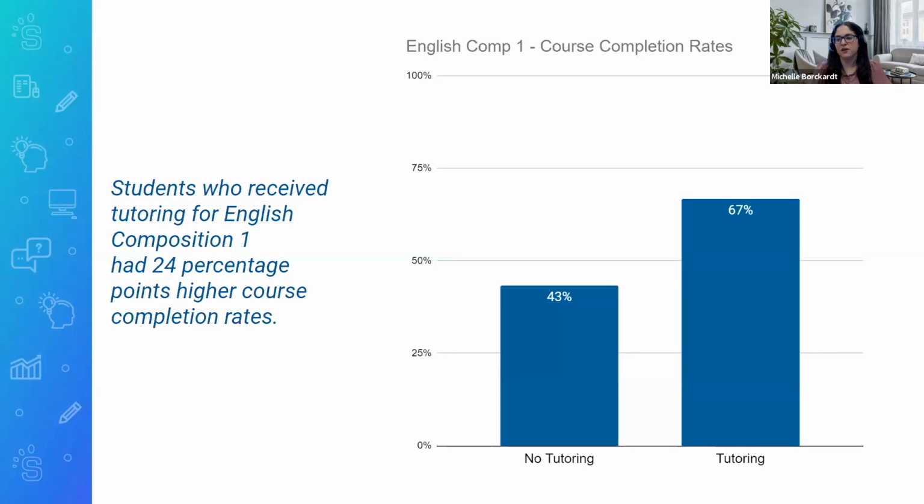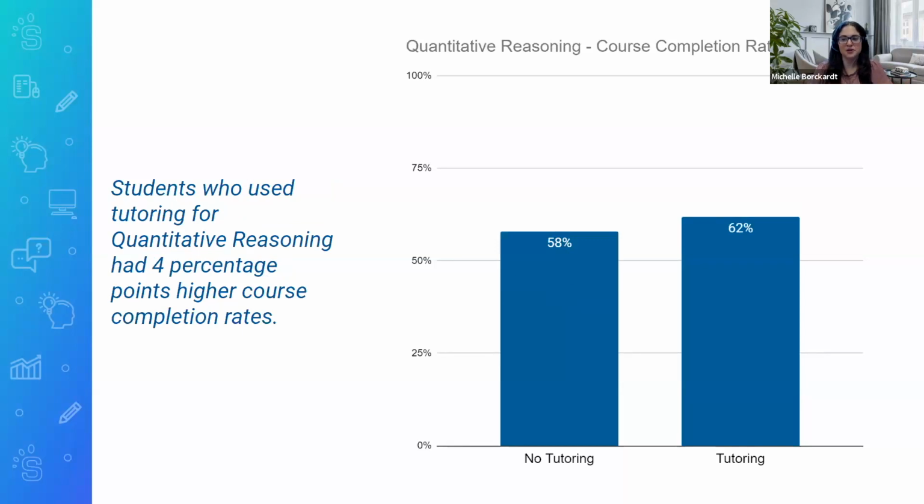This makes me want to tell all of our English Comp 1 students, you have to go to tutoring, just do it. It's worth it. So now I'm going to show the math results. We notice the math results don't look quite the same. The increase is a lot smaller. There is still an increase. So we are still very happy that there is an increase.